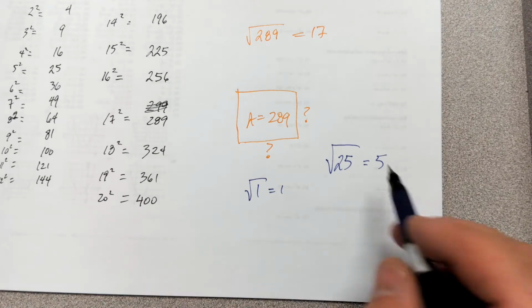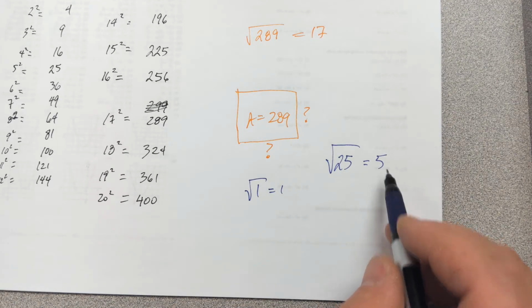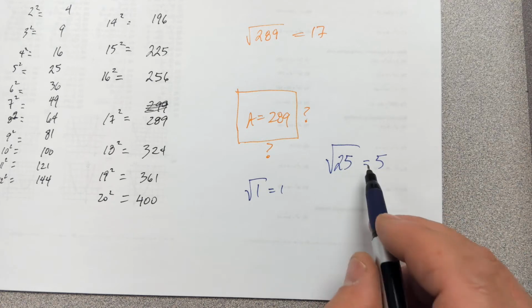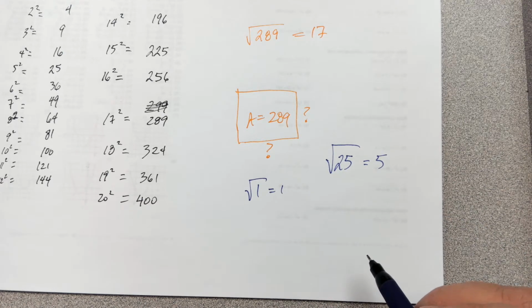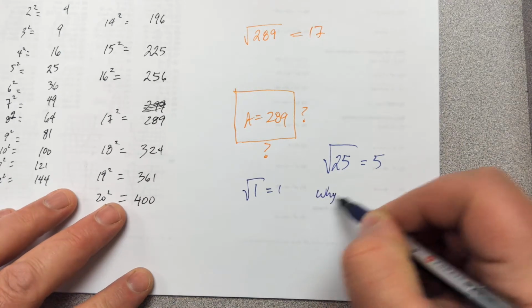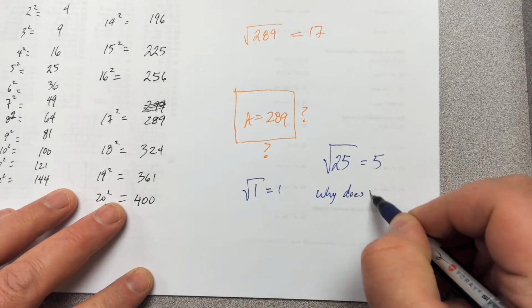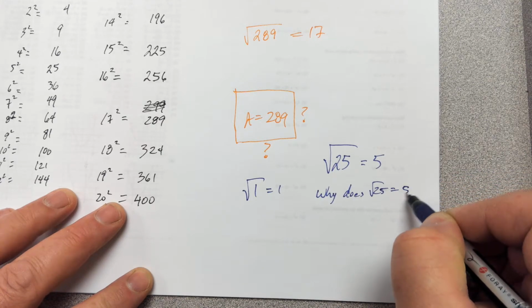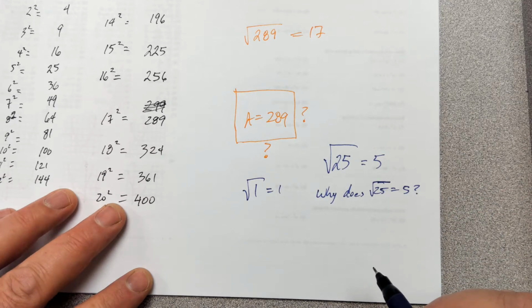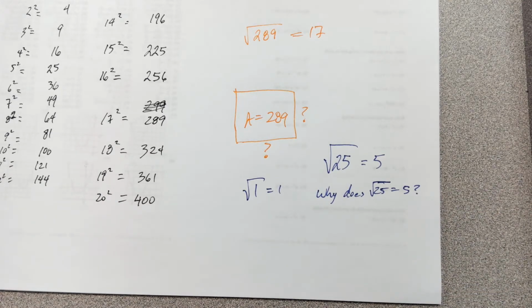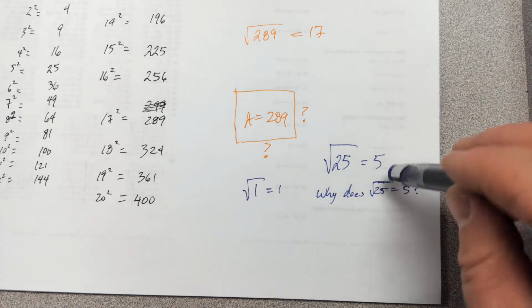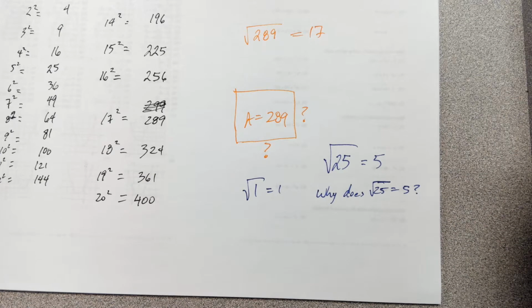Here's my question. This equals 5. Why does this equal 5? Because if you can answer this, then you understand. And then what's going to come next, which looks more complicated, will be easy. So you have to be able to answer this. Why does that equal 5?